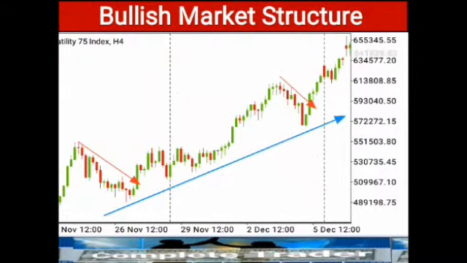So now let's talk about the market structure. Right here, you're looking at the Volatility 75 Index, and this is the 4-hour chart. Here we have an example of a bullish market structure. You're going to see how the price ranges come together to form the structure of the market. We talked about the ticks forming the candlesticks. The candlesticks come together to form the price ranges, decisive and indecisive price ranges. The candlesticks form both of them. And now the price ranges come together to form the structure of the market.